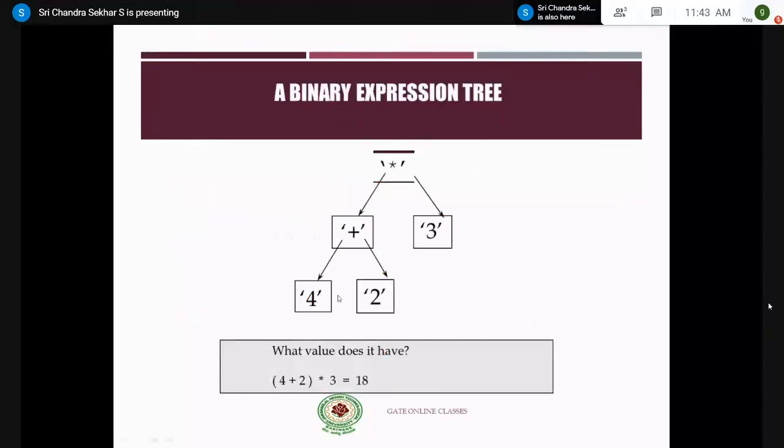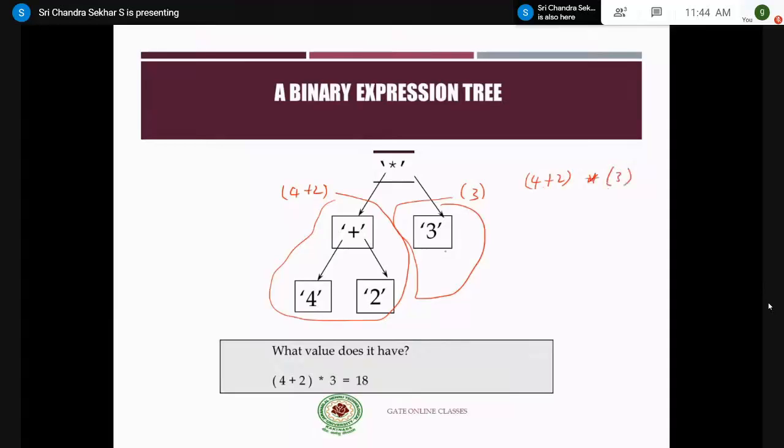Now coming to this expression, you can evaluate, right? For example, this should be evaluated last. To convert this given expression tree, you have to evaluate this sub-expression first and then this sub-tree first. After evaluating this, it becomes 4 plus 2 and this is 3. You combine both the things. That is 4 plus 2 star 3. So this is the result that is obtained, right?